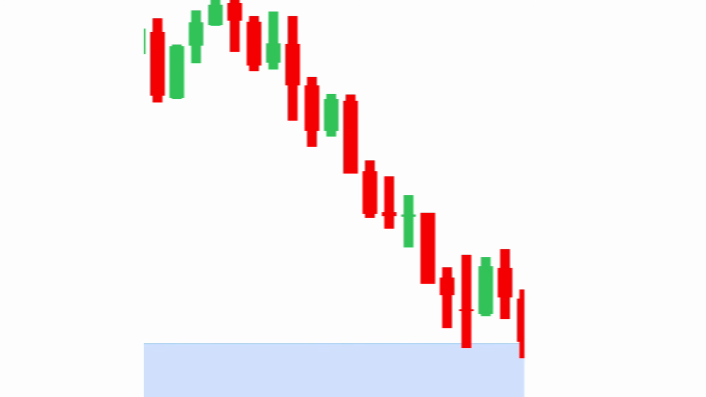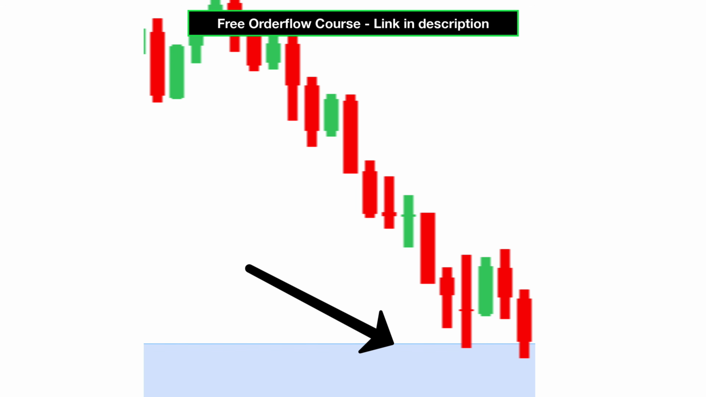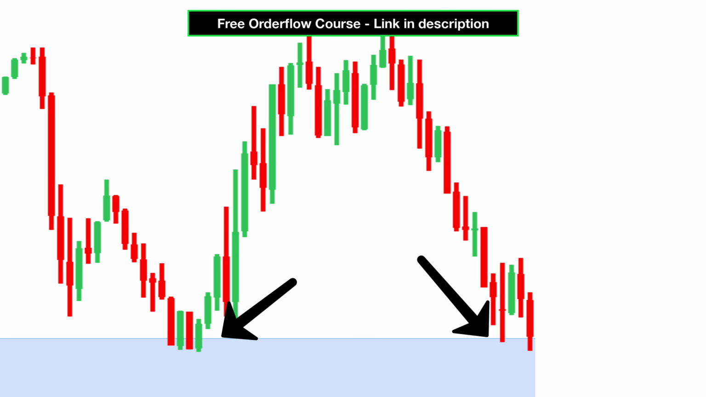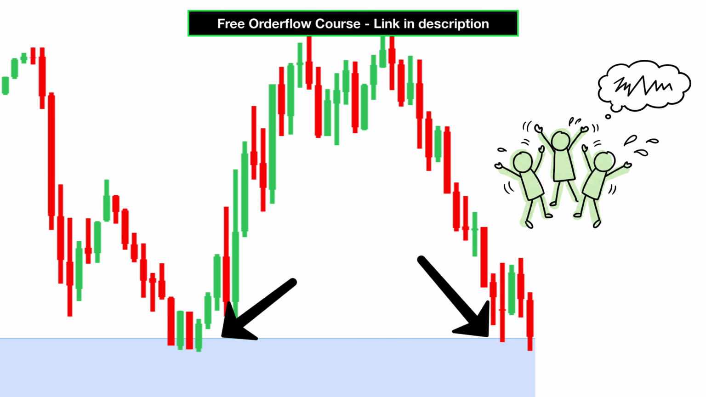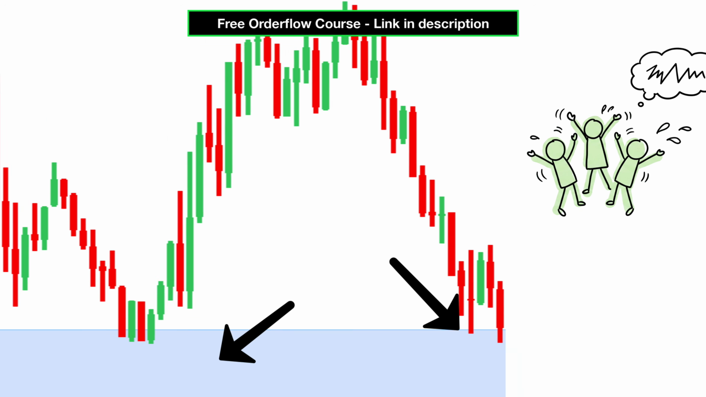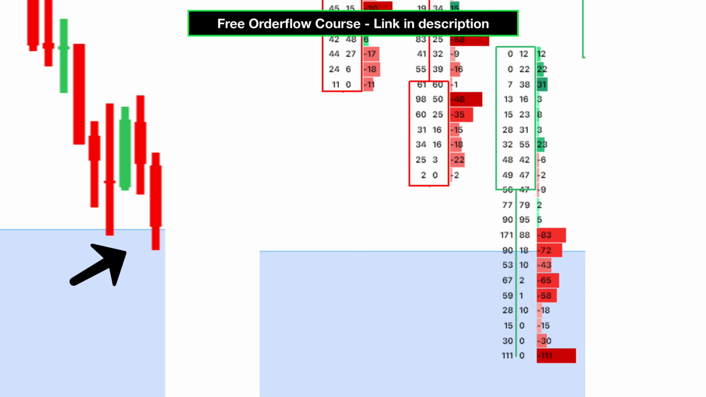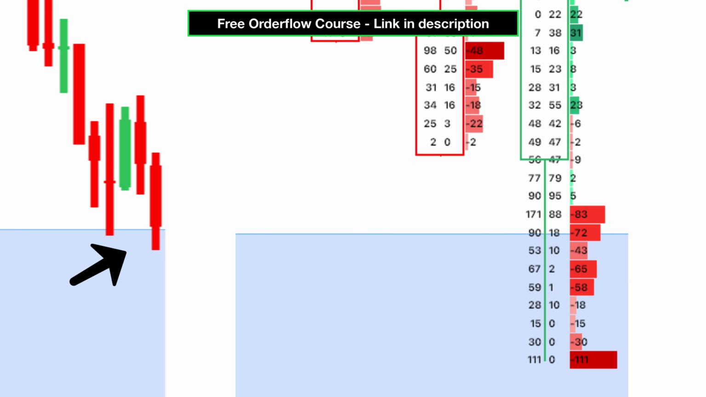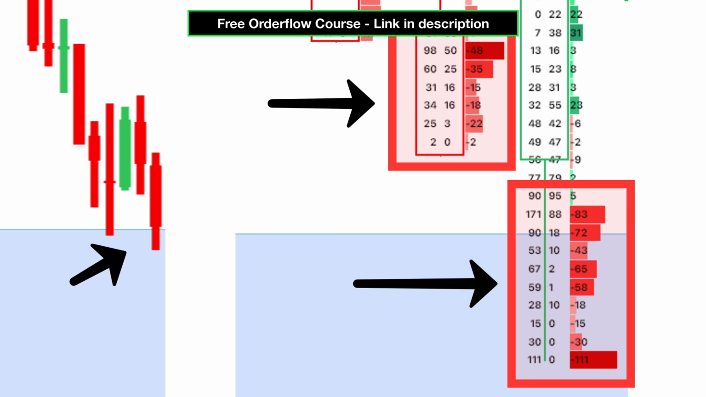Picture this. Price has been falling hard the whole morning, dropping straight toward a major support level, a price where it's bounced before. The crowd watching candles is panicking. It's breaking down, get out. Classic. But you've got the order flow open, so instead of panicking, you watch. First thing you see, heavy selling. The footprint is glowing red. Sellers are throwing everything at it, and delta is deeply negative. On the surface, it looks terrible.